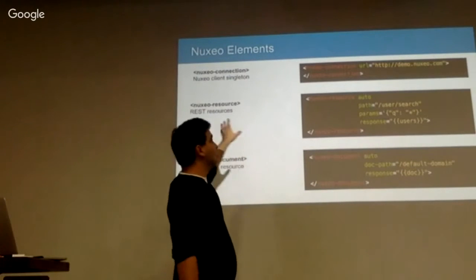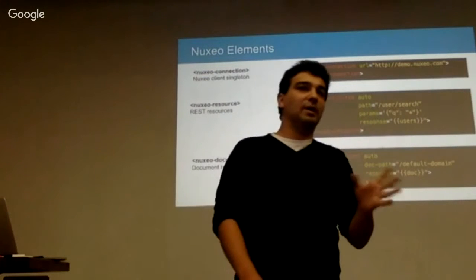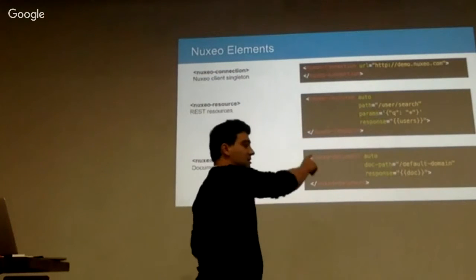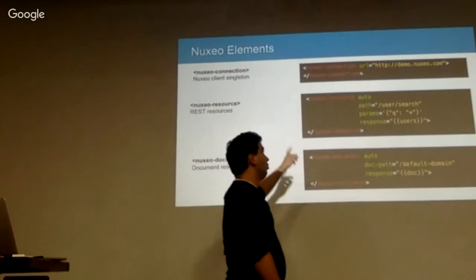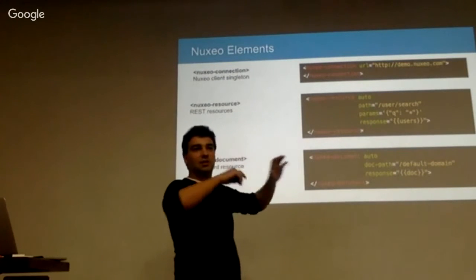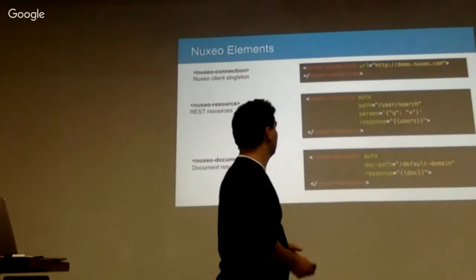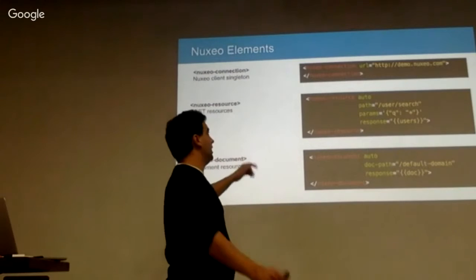We started with the simplest one, Nuxeo connection. This is the key element in any of the applications that we've been building. It's just a singleton wrapping a Nuxeo.js client. Once you declare this, all the elements on the page will share this connection, and all requests will go through it. It's our way to let elements know where the server is. You basically just specify the URL and you're done.